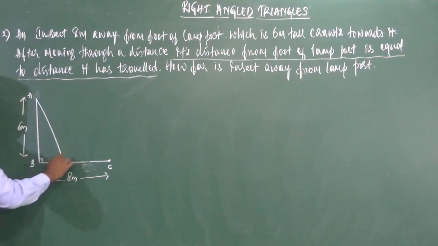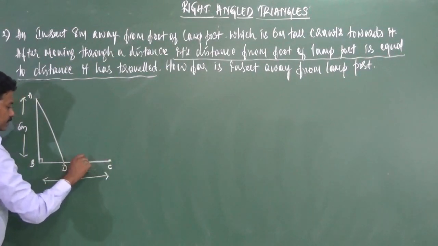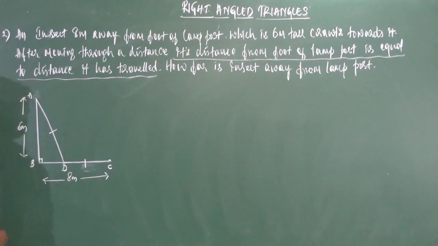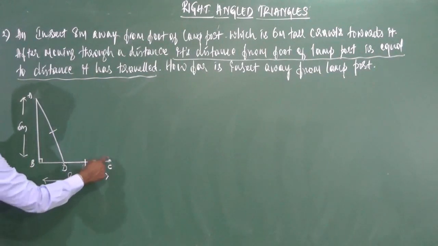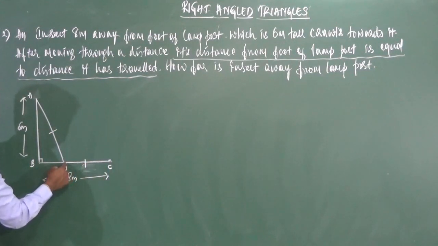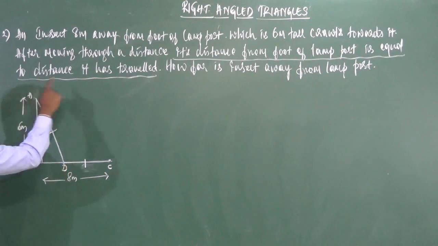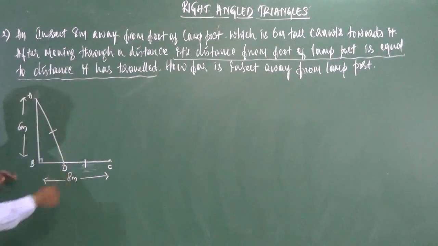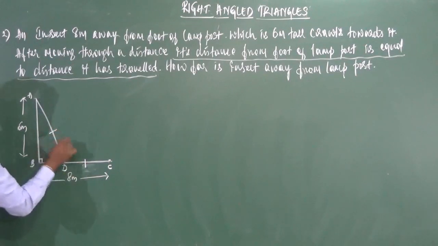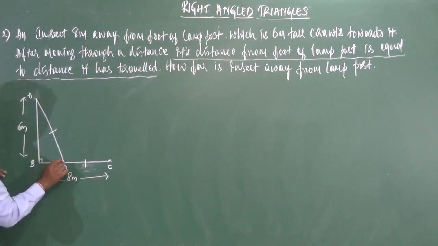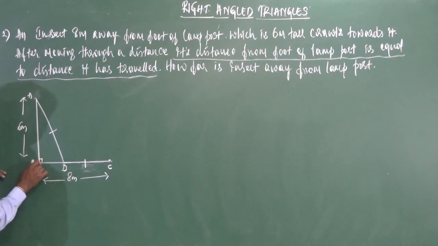That is this distance. This distance has become equal to this distance. So the distance travelled by the insect in that particular time is equal to the distance of the insect from the top of the lamp post. That is very important. So how far is the insect away from the lamp post? As this happens, you have to calculate at what distance is the insect from the foot of the lamp post. That is, we have to find this.